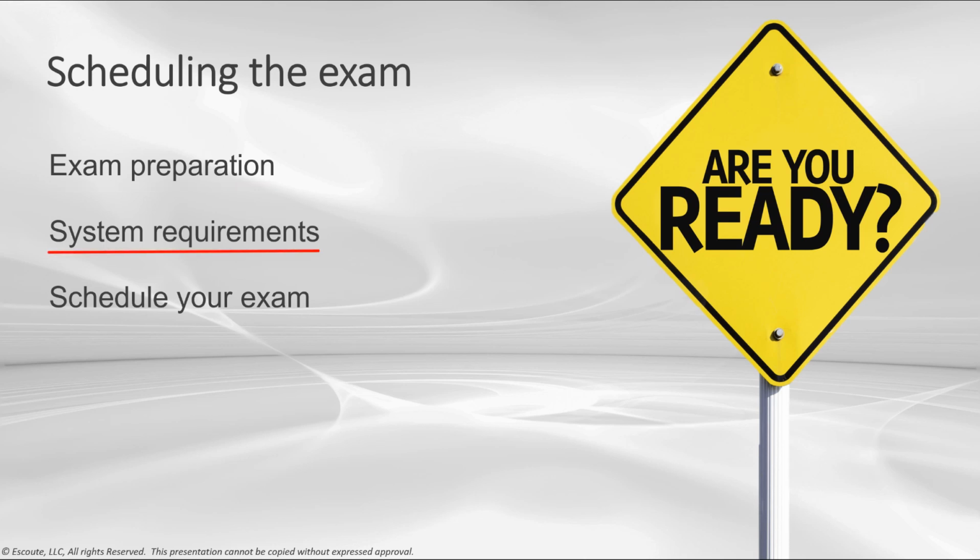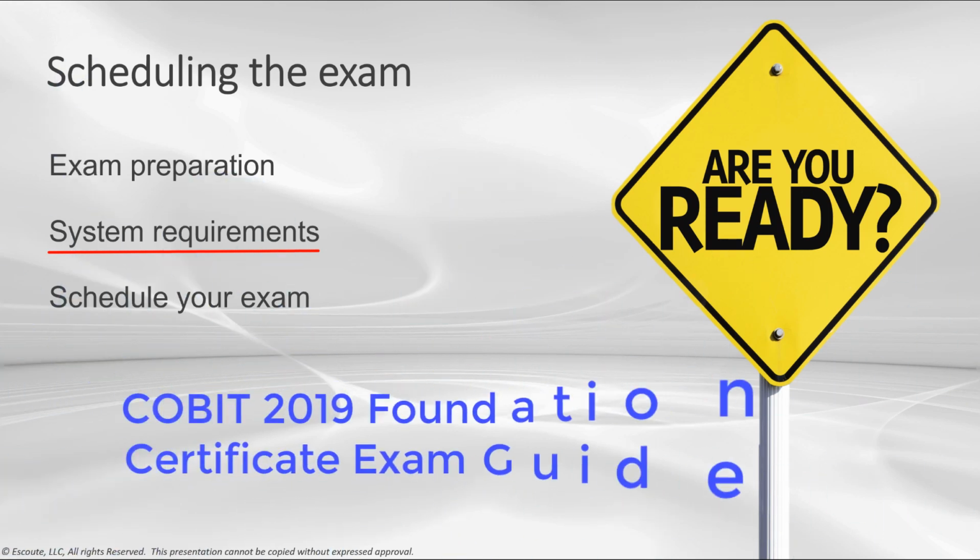Some system requirements. You'll have hardware requirements, operating systems that are supported, web browsers and settings, and of course, webcam and a microphone are required. You'll have to have the proper bandwidth, and you can find the specific requirements on what is called the COBIT 2019 Foundation Certificate Exam Guide.